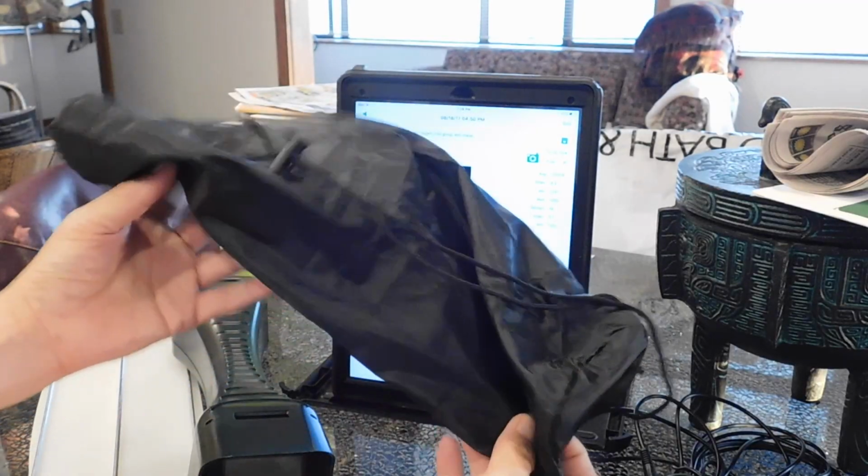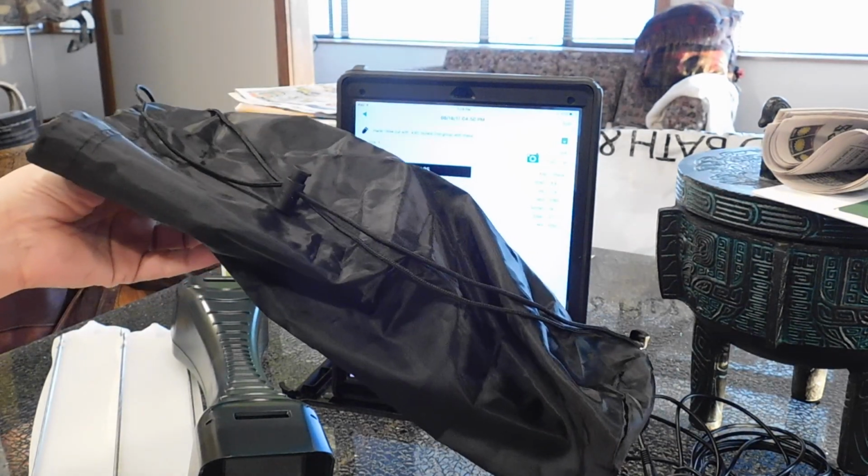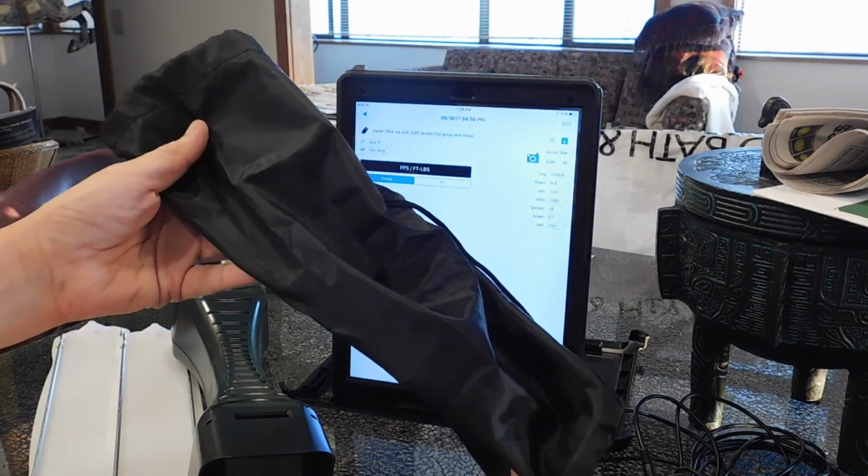I did have one criticism, and that is this carrying bag, which actually is pretty handy. It does a very good job carrying it, but it doesn't do a very good job protecting the unit.